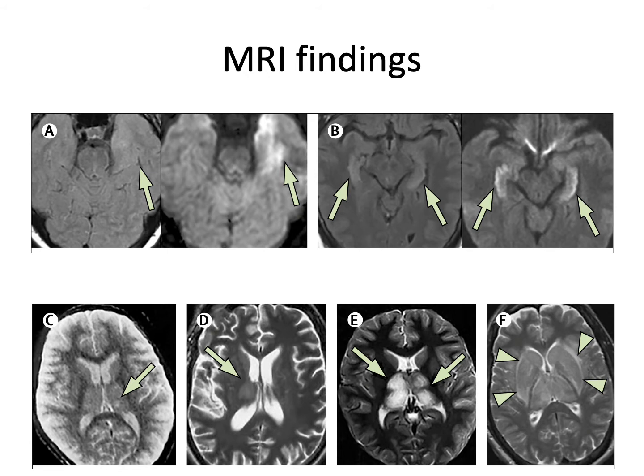In B, you can see the actually very symmetrical and more well circumscribed areas of inflammation we see in the autoantibody encephalitides. And then here in C through F, you can see changes in the basal ganglia, these deep structures in the brain, which we see with the flaviviral encephalitides like Japanese encephalitis and dengue and West Nile that I've mentioned.